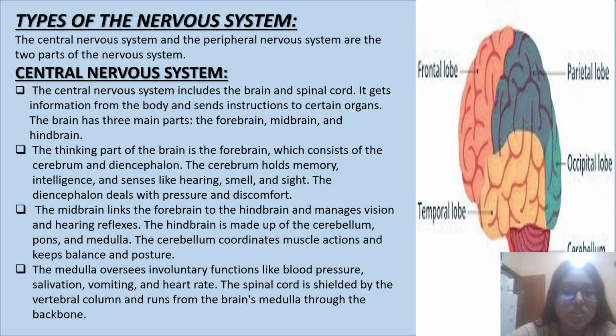The midbrain links the forebrain to the hindbrain and manages vision and hearing reflexes. The hindbrain is made up of the cerebellum, pons, and medulla. The cerebellum coordinates muscle actions and keeps balance and posture. The medulla controls involuntary functions like blood pressure, salivation, vomiting, and heart rate. The spinal cord is shielded by the vertebral column and runs from the brain's medulla through the backbone.